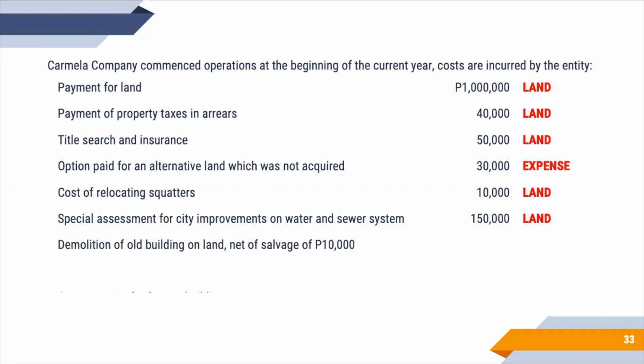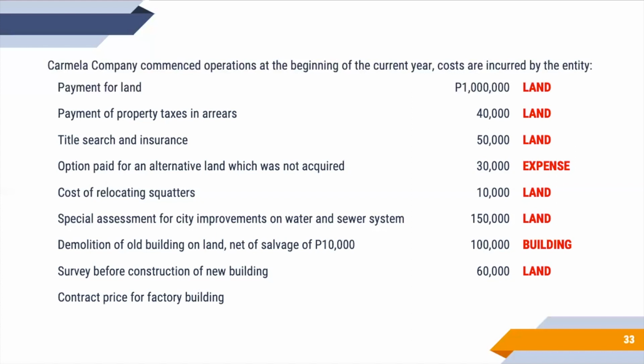Demolition of old building on land, net of salvage of 10,000, 100,000. So this 100,000 is already net of the proceeds na 10,000. Since we will be constructing a new building, the demolition of the old building is capitalized sa building. Survey before construction of new building, 60,000. It will be capitalized sa land. Contract price for factory building, 5 million pesos. Of course, building.